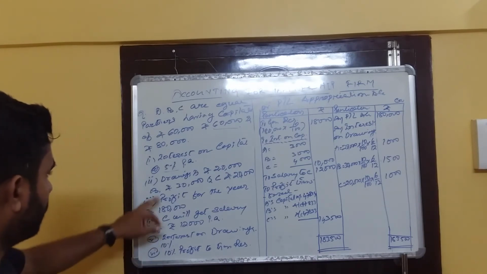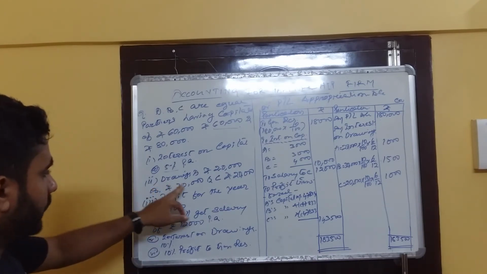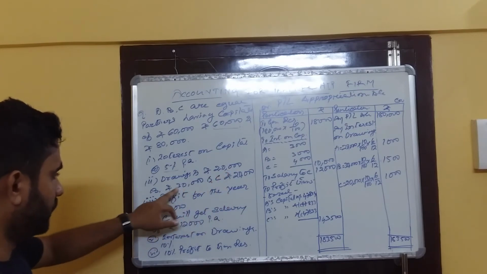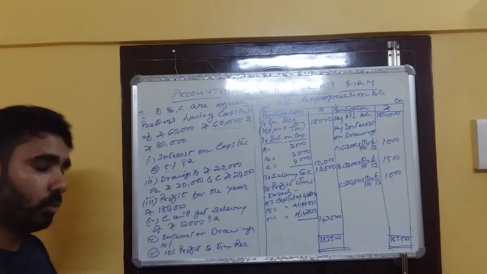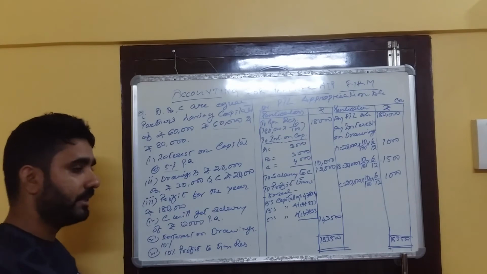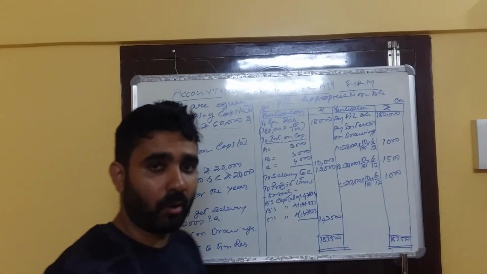Now come down to the second point. Drawings of A rupees 20,000, B rupees 30,000 and C rupees 20,000. It means A, B and C have withdrawn some amount during the year.